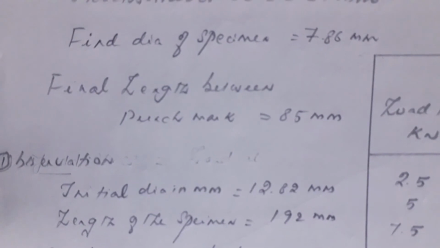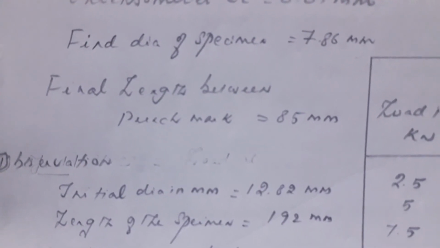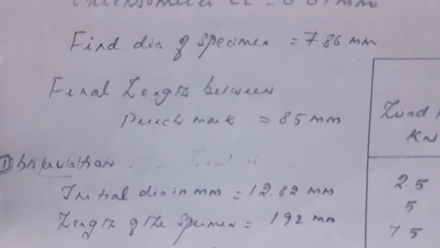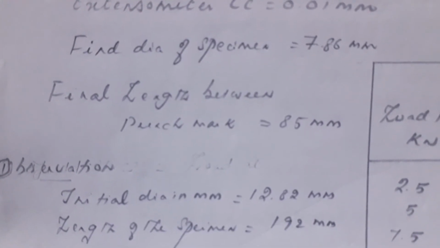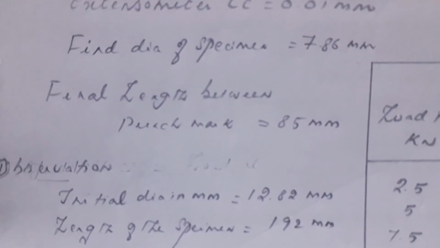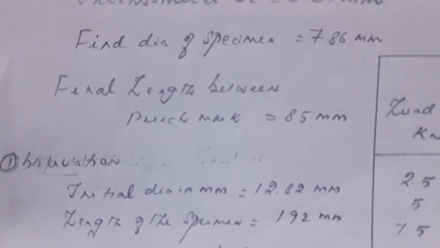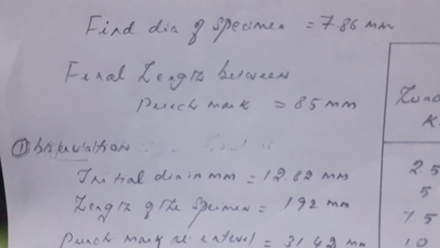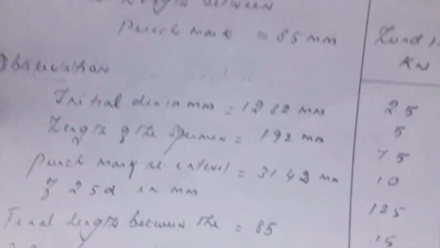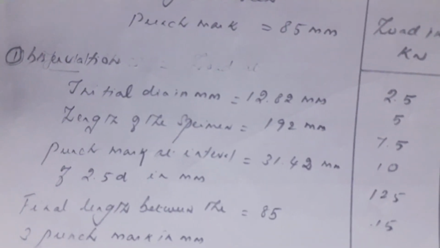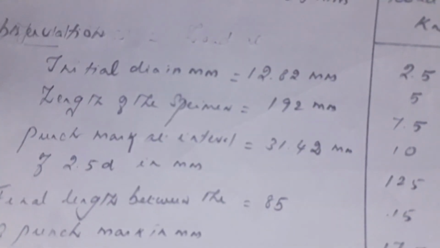After completing the experiment, to calculate the final diameter of the specimen, the dimension is 7.86 mm, and the final length between the punch marks is equal to 85 mm. Then this is the final observation.